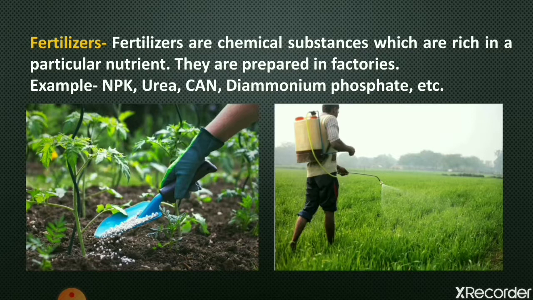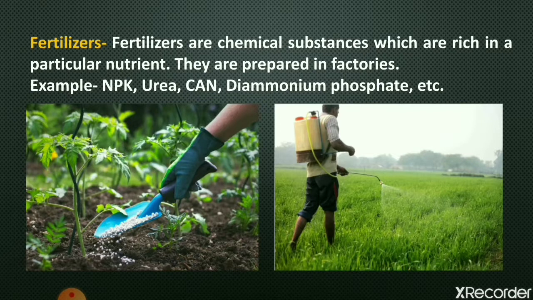NPK is a fertilizer which supplies nitrogen, phosphorus and potassium to the crops. In NPK, N is nitrogen, P is phosphorus and K is potassium. So when we use NPK in the soil, it will supply nitrogen, phosphorus and potassium to the soil. Next one is urea. Urea is a rich source of nitrogen.